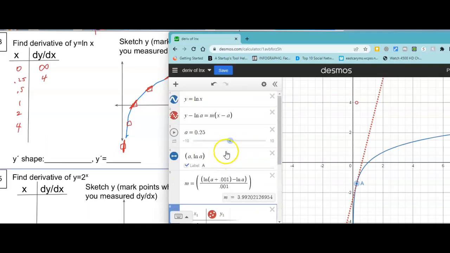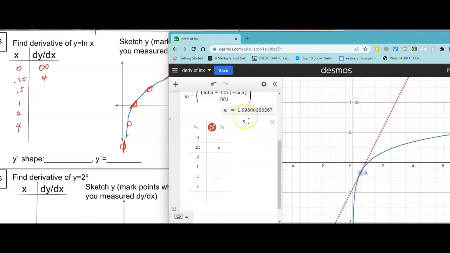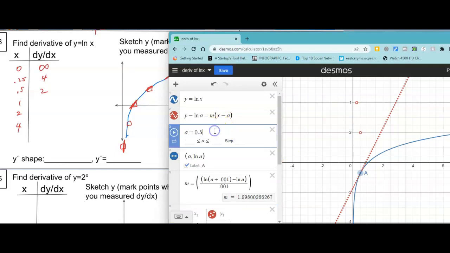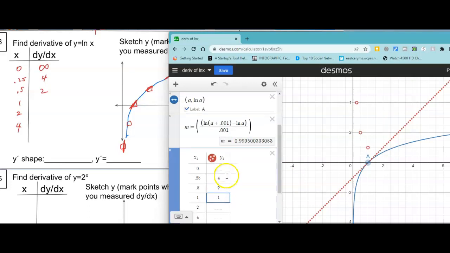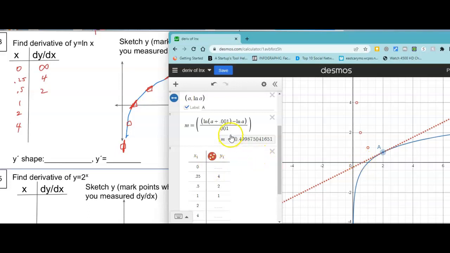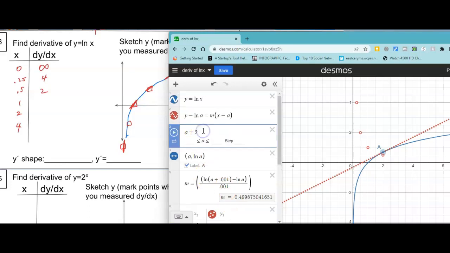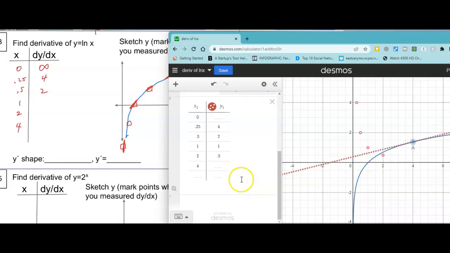And at 0.5, the derivative is 2. And at 1, the derivative is also 1. And at 2, x equals 2, the derivative is 0.5. Oops, 0.5. And at 4, the derivative is 0.25.